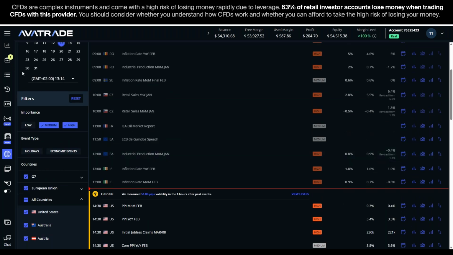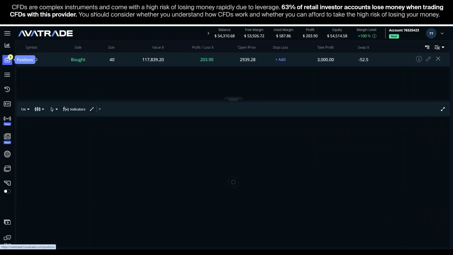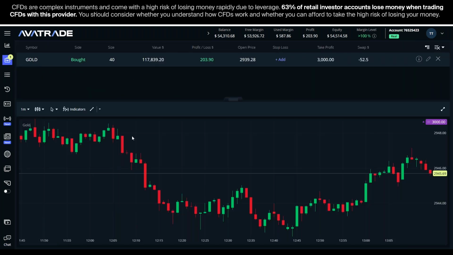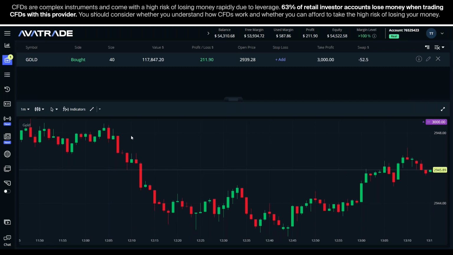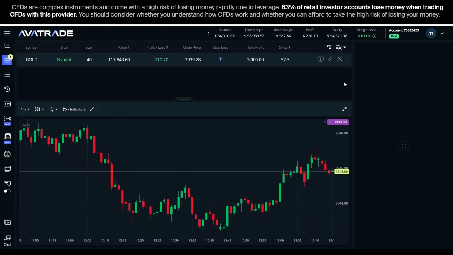So I just want to check on a trade real quick. This is a gold trade from yesterday's session, and it looks like it's doing well. We put AvaProtect on this one, I believe. We look at the information.